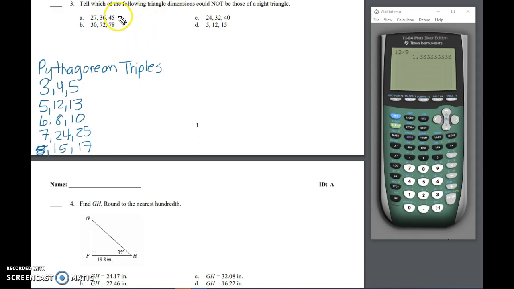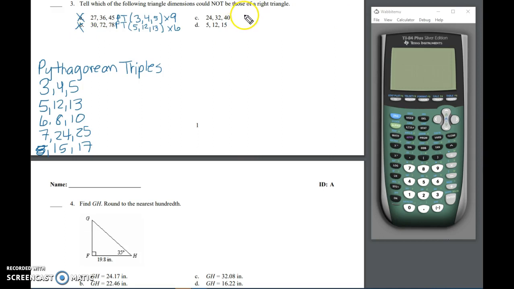Like in A, that's a triple. That is a 3, 4, 5 times 9. 9 times 3 is 27. 9 times 4 is 36. 9 times 5 is 45. So that's not our choice because that is a right triangle. Okay, B. Nope, that's a triple too. That's our 5, 12, 13 times 6. 6 times 5 is 30. 6 times 12 is 72. 6 times 13 is 78. That's a right triangle.